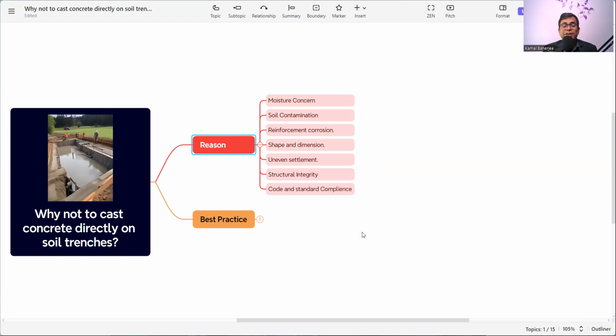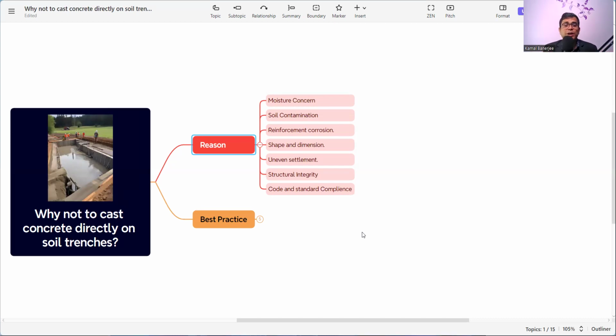Then there is soil contamination. In the soil, we have various ions, sulfate ion, chloride ion, and so many others. Now, if we place concrete directly on the soil, these harmful chemicals or ions will start reacting with the concrete. The chloride ion will penetrate, the sulfate ion will penetrate, and it will eventually break the concrete. So the soil contamination will be harmful for the concrete and ultimately durability will be a problem. So we will not place the concrete directly on the soil.